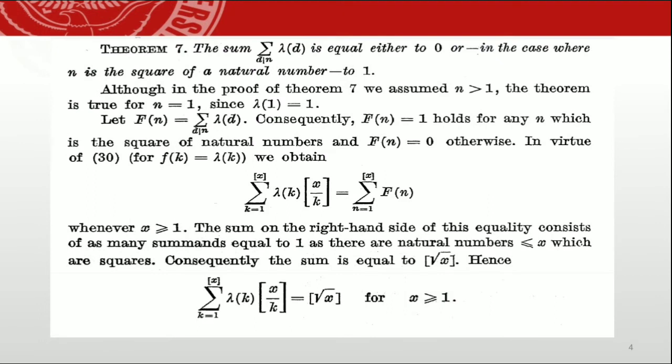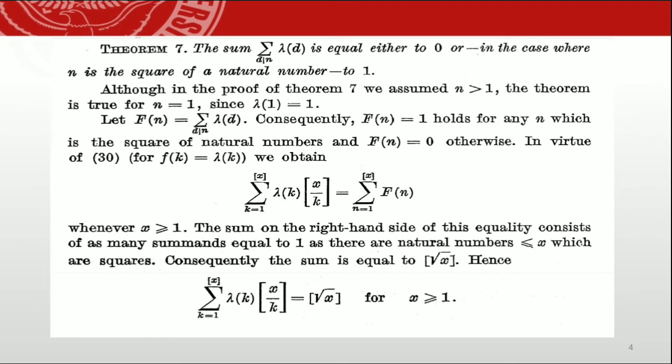Thus we have proved the following. Theorem 7. The sum of λ(d) is equal either to 0 or, in the case where n is the square of a natural number, to 1. Although, in the proof of Theorem 7, we assumed n is greater than 1, the theorem is true for n equal to 1 since λ(1) is equal to 1.